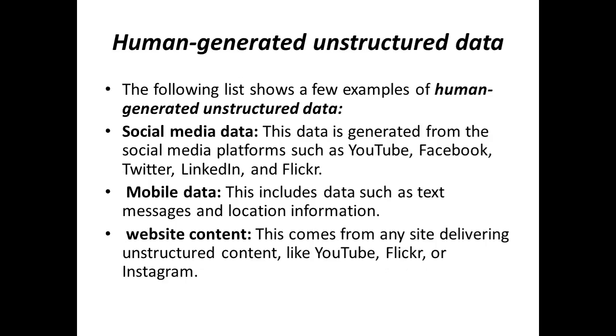Human-generated unstructured data. Unstructured data may be computer-generated, machine-generated, or human-generated. Human-generated social media data is generated from social media platforms such as YouTube, Facebook, Twitter, and LinkedIn. And mobile data also includes data such as text messages and location information. Everything is human-generated data. Website content, like YouTube content and Instagram, is also generated by humans.